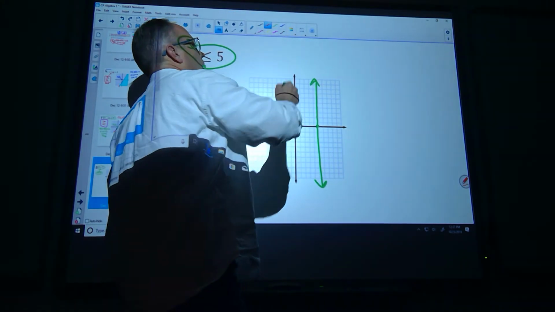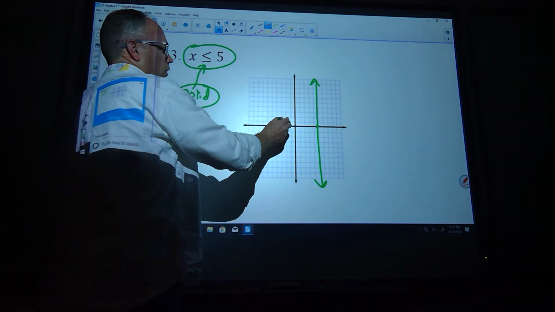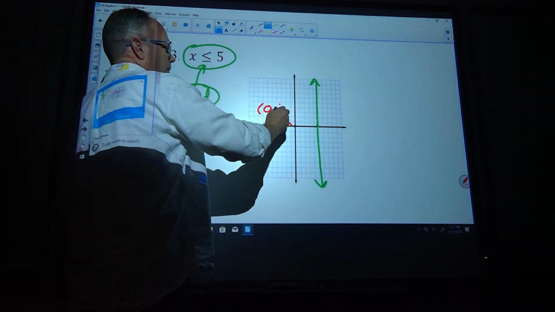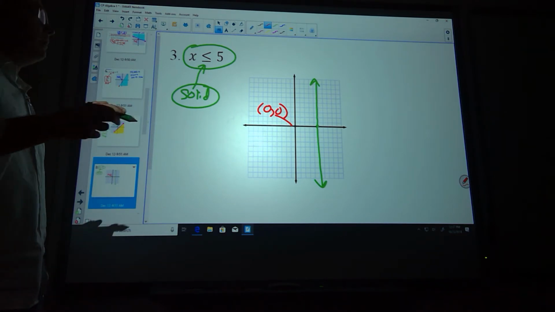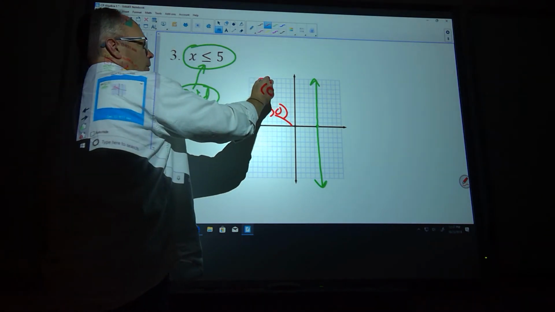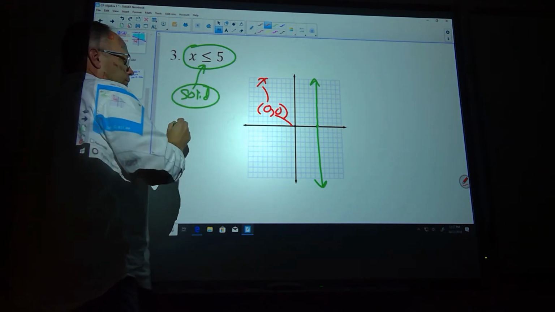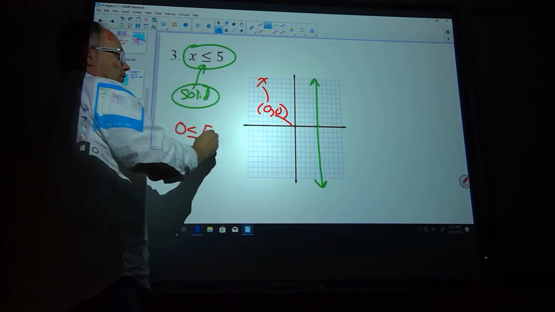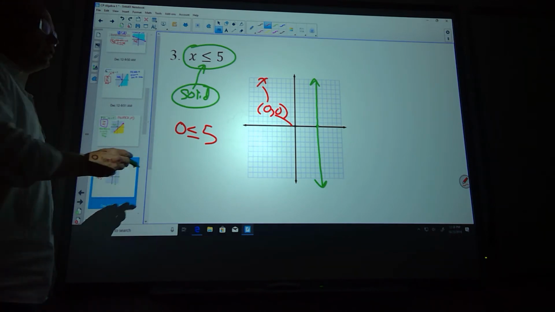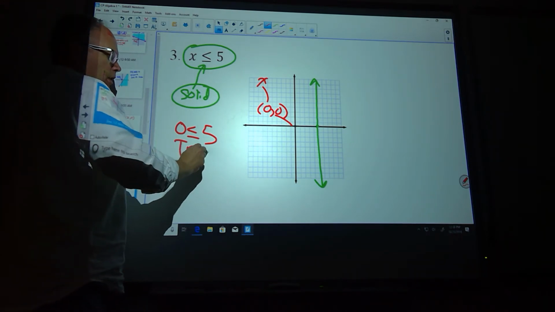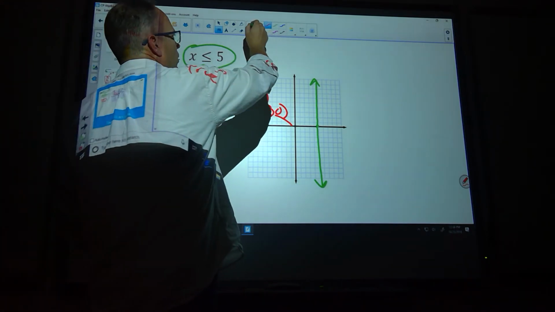All right. So I have this equation. 0, 0 is definitely on the left side of it. But a lot of people look at that going, well, I have a 0 and a 0. Where do I plug that in? Well, you just plug your x value in. So is 0 less than or equal to 5? Yeah, so that's a true statement. Do you agree? Yes. So I'm going to shade the side that 0, 0 is on.